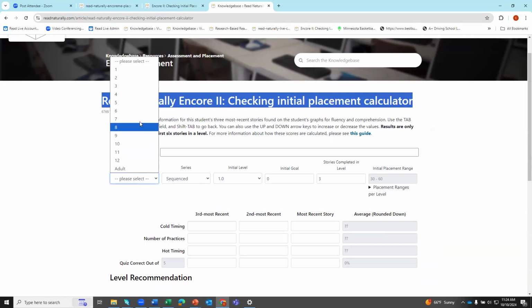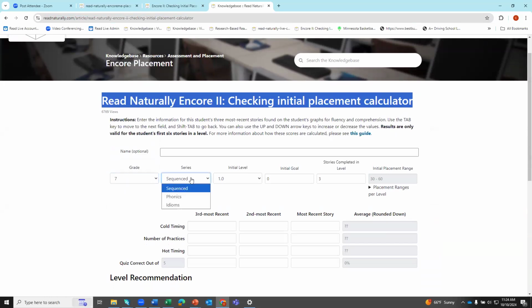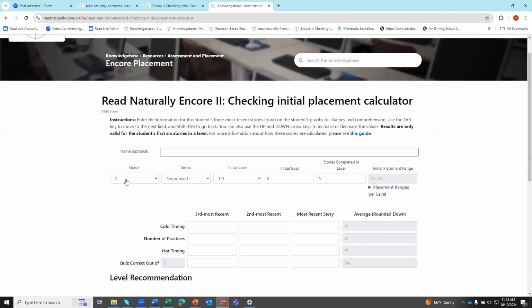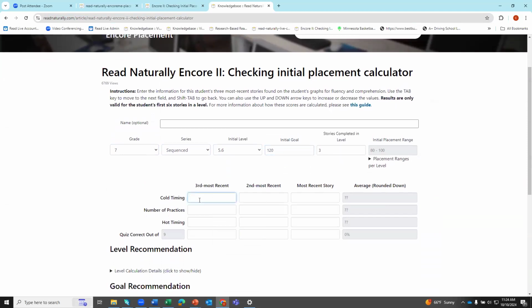And if you enter all the information about the student, we'll take Anna, for example. She was a 7th grader working in level 5.6. Her goal at the start was 120. She completed 3 stories. Her average cold timing was 90. So we'll just put 90 in for each so that we're sure to get average. She practiced 6 times on average, and her average hot timing score was 132.